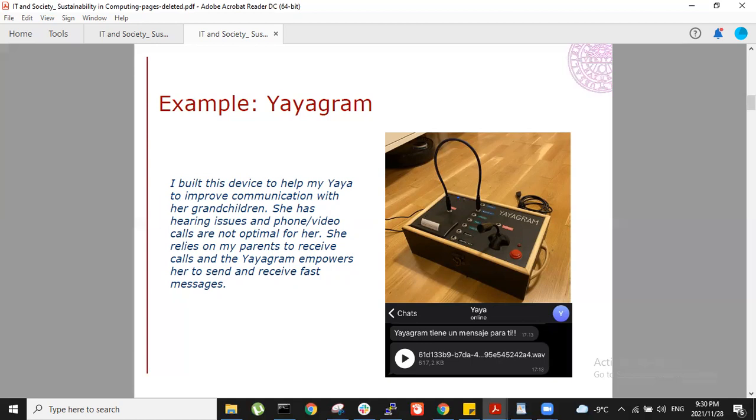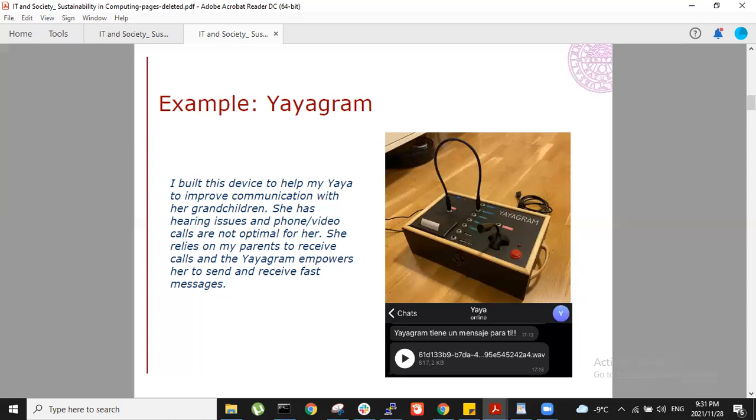What does it actually do? Yayagram lets you communicate with your elders. Send voice messages via Telegram by simply holding down a button, which is the red button over here, as you can see in the picture. And receive replies printed on thermal paper. You can see at one of the corners there's a page, so you can see the replies coming out of the Yayagram.